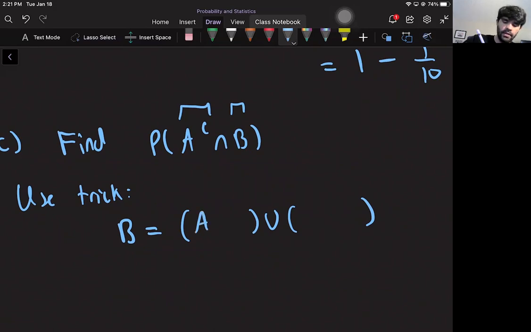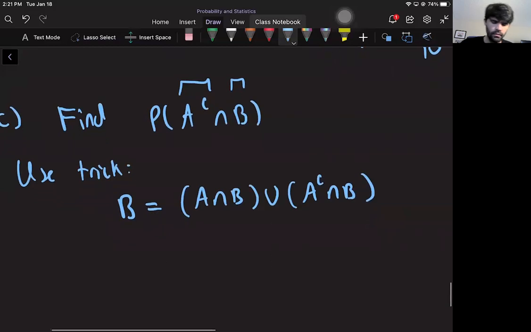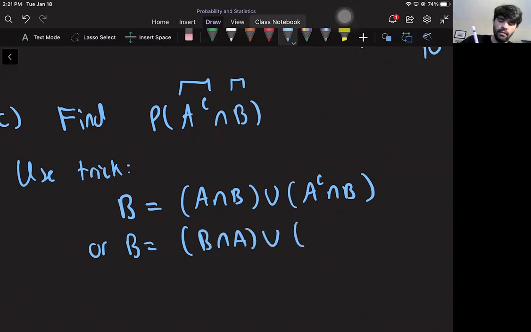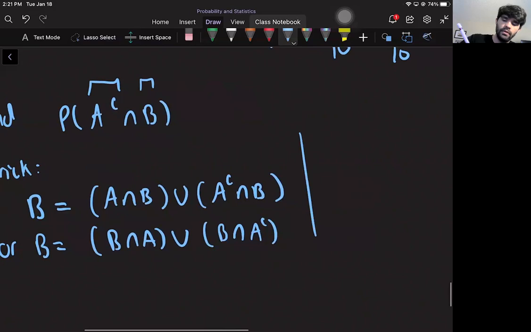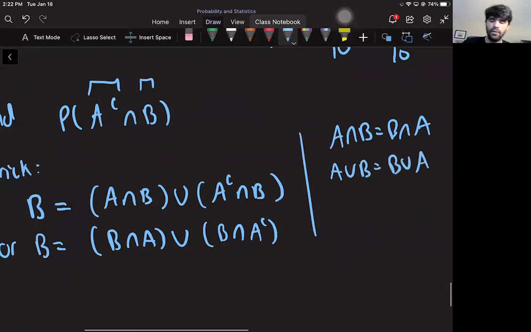You can say, I want the pieces that are in A separate from the pieces that are not in A. So notice when I used this trick before, I may have done it in a different order, but the intersections and unions are commutative is the key word. So you could totally write it this way instead. Exchanging the order doesn't matter in general. So in general, A intersect B equals B intersect A, and A union B is B union A. It doesn't matter which order you do it.